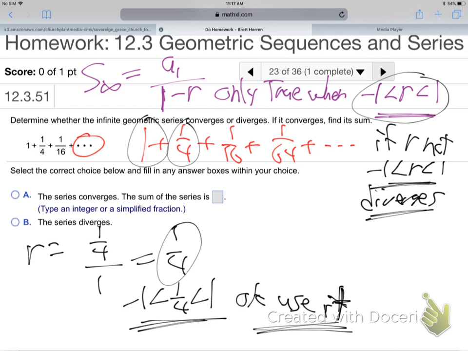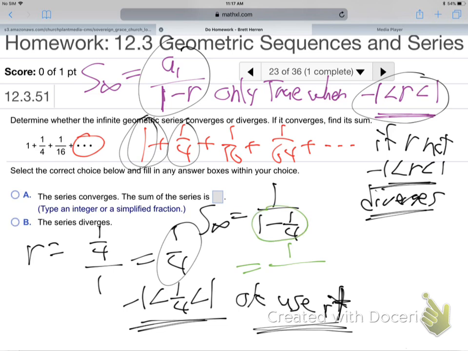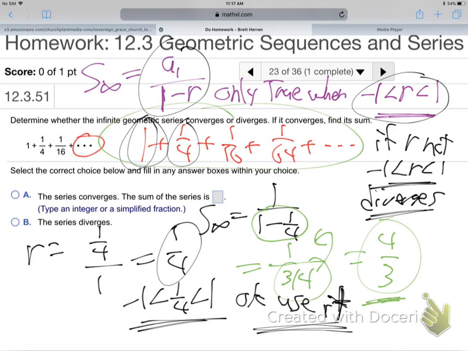So the r is good. It's 1/4. So I can use the formula. Here we go. S sub infinity is a1 over 1 minus r. a1 is 1, over 1 minus r. What's r? 1/4. So the answer is 1 over 1 minus 1/4. And what's 1 take away a fourth? What's a whole pie take away a fourth of a pie? Oh, it's 3/4 of a pie, right? And then what do you do with the fraction on the bottom? Flip it up. It's 4/3. Here's our answer. Those numbers forever add up to be a finite total. 4/3. So it converges.